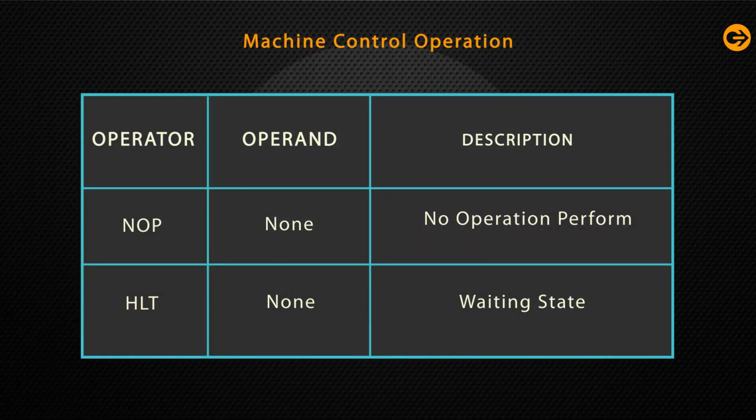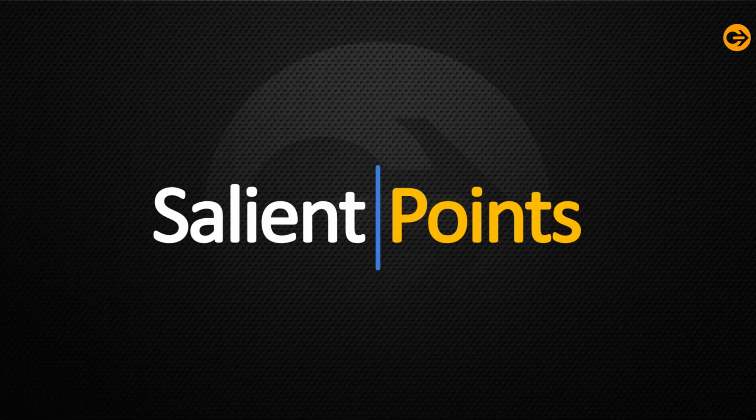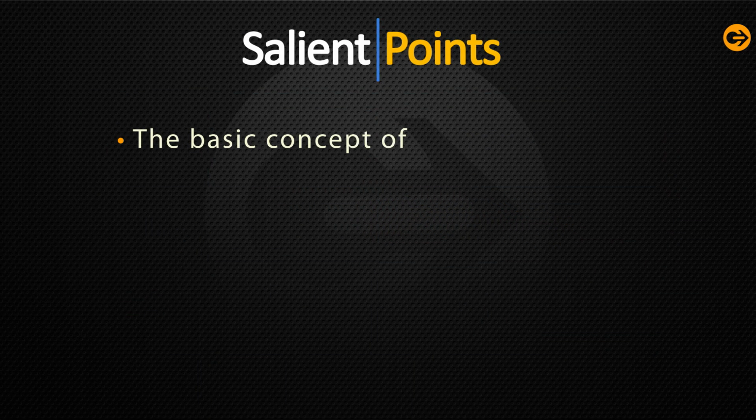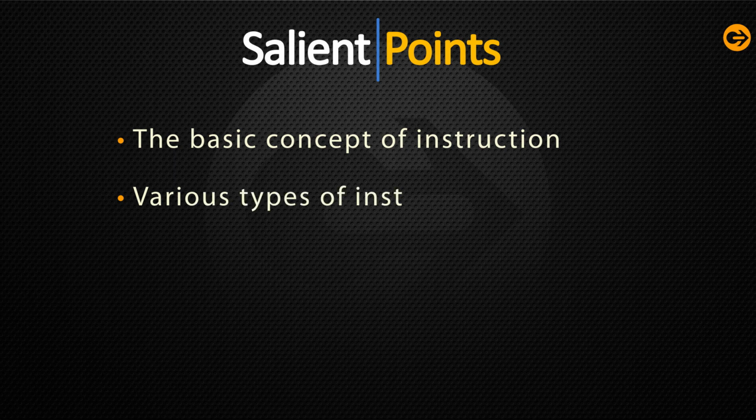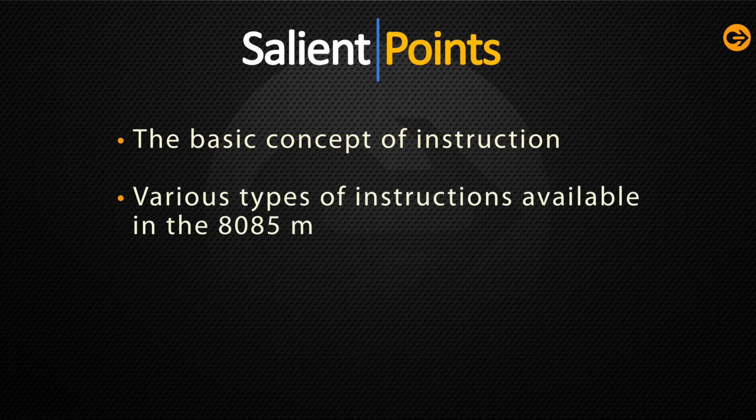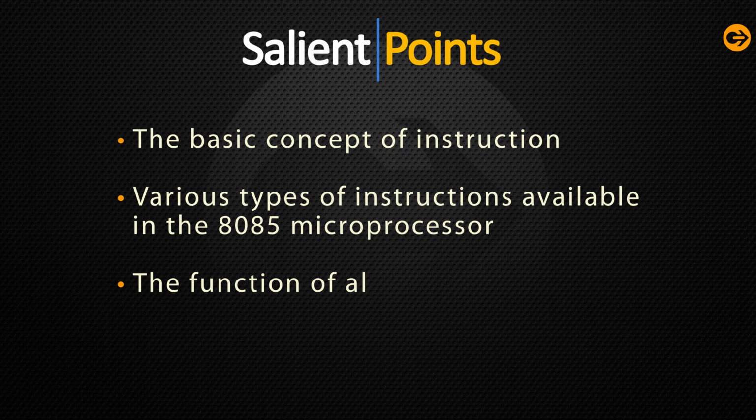Machine control operations. These instructions control the machine functions, which are halt, interrupt, or do nothing. In today's lecture, we have learned the basic concept of instruction, various types of instructions available in the 8085 microprocessor, and the function of all the instructions.